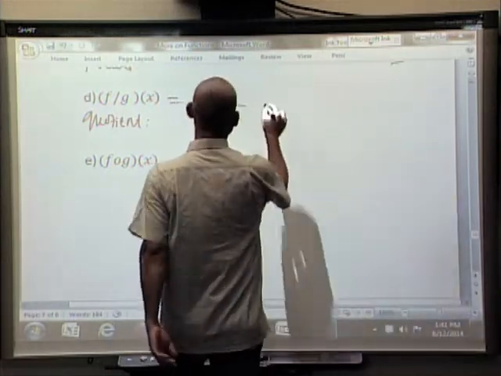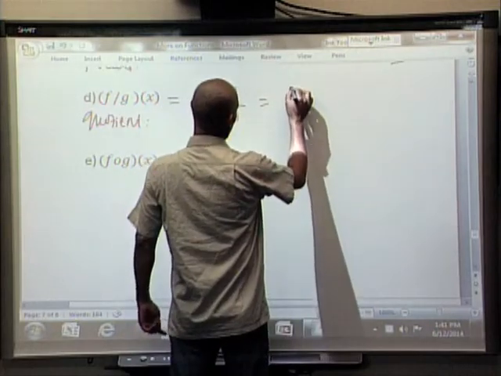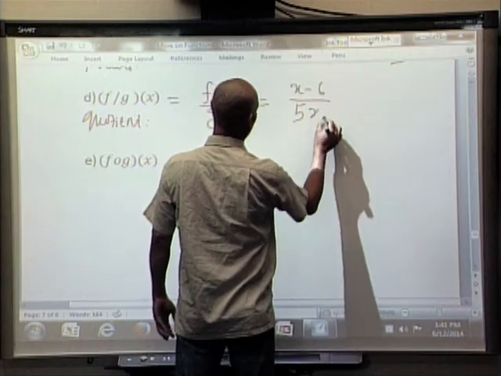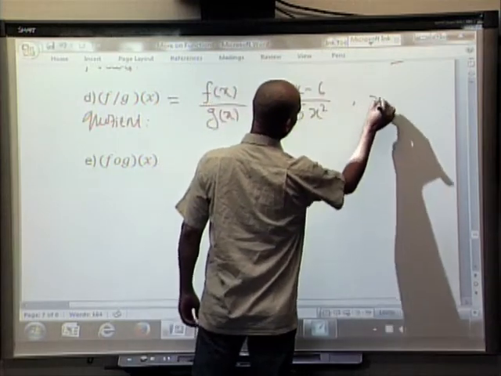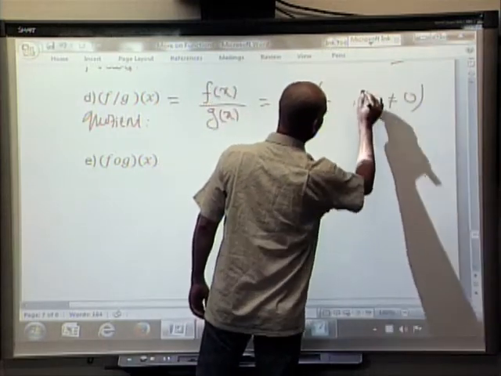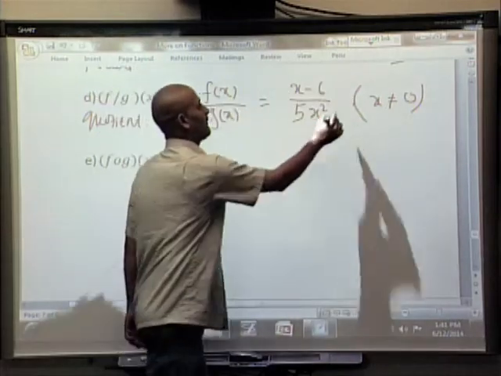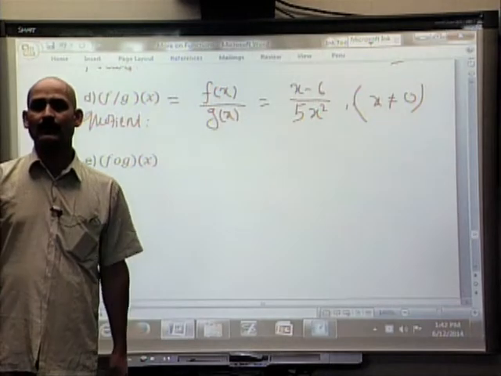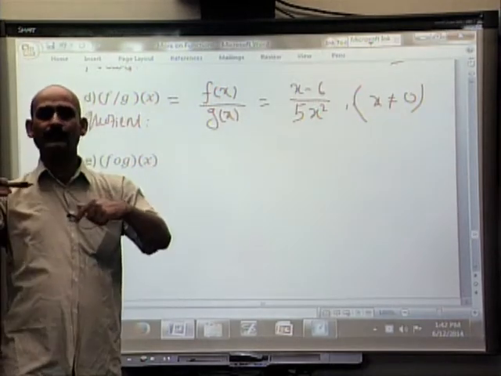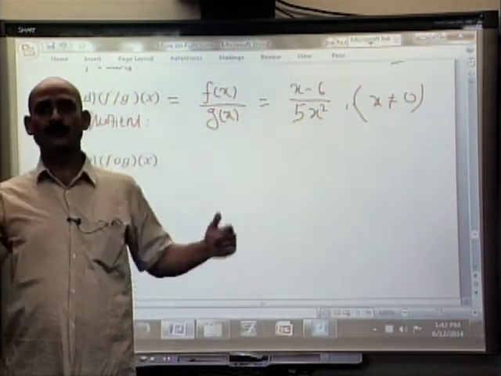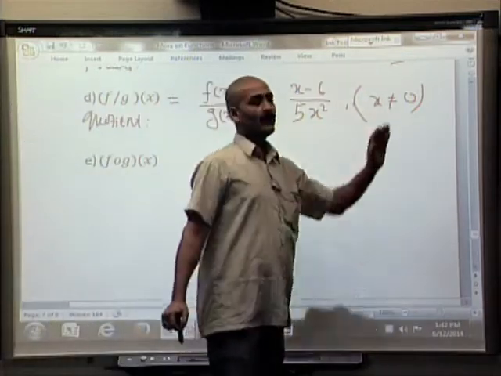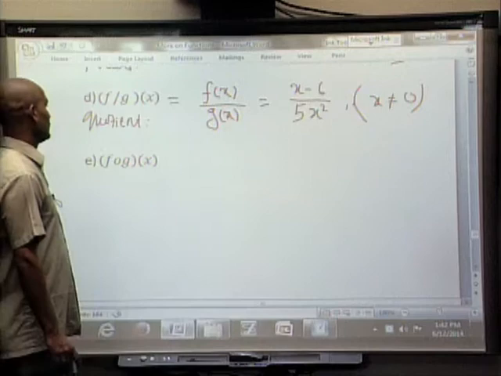So in this case, f of x is x minus 6, g of x is 5x squared, and we should mention x not equal to 0, because for x equal to 0 the function in the denominator is 0. In order to make the function in the denominator non-zero, we need to mention that we can apply this formula whenever x is not equal to 0.